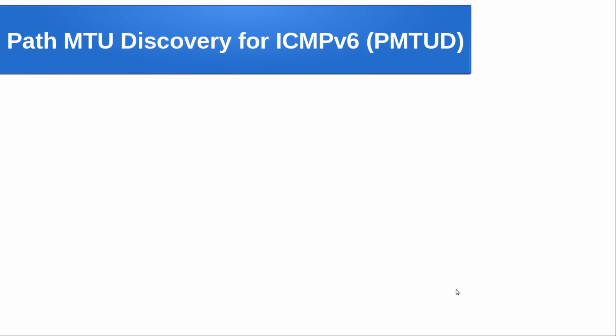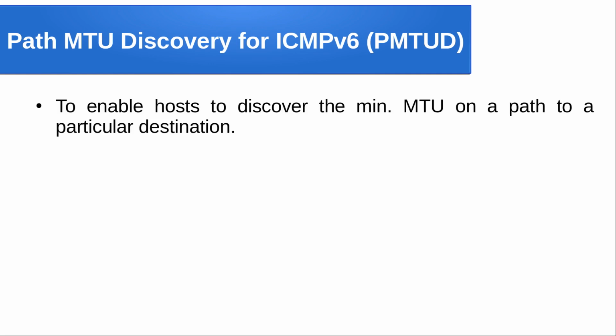And just as a case study, I have taken an example of how this message is useful for a particular application. For example, path maximum transmission unit discovery is an application that is used for discovering or finding the path maximum transmission unit. Now let's see how this can be done with the help of ICMP version 6. So first of all, you understand what path maximum transmission unit discovery is. It enables a host to discover the minimum maximum transmission unit on a path to a particular destination.